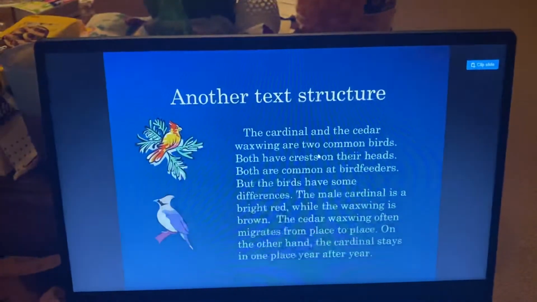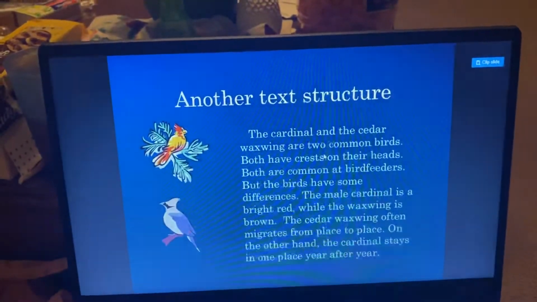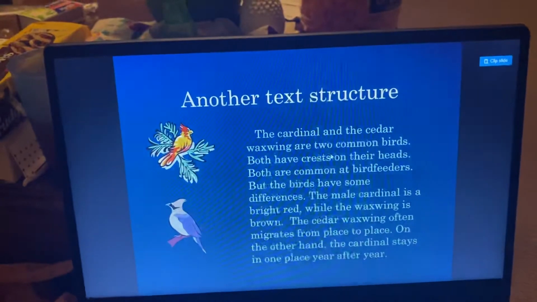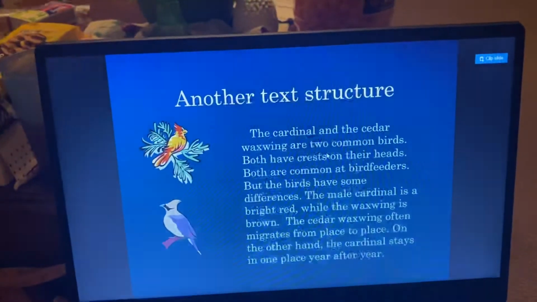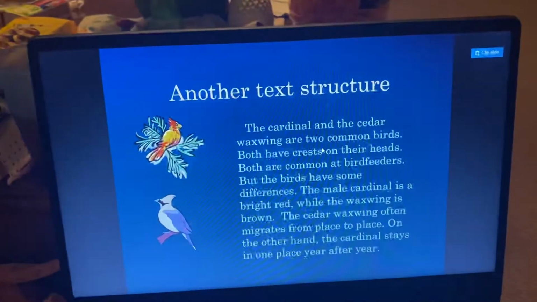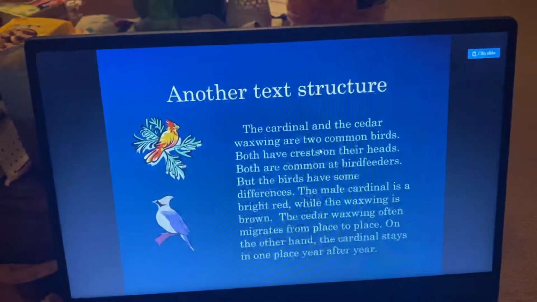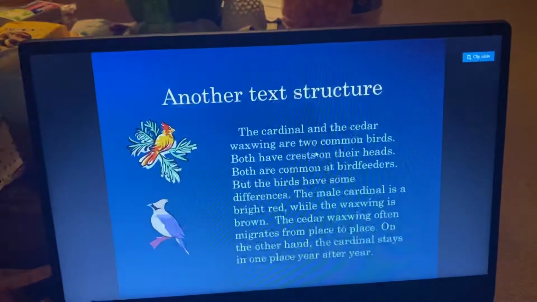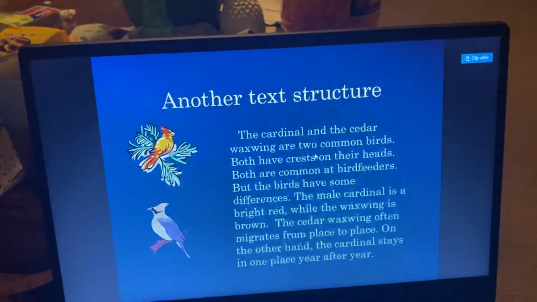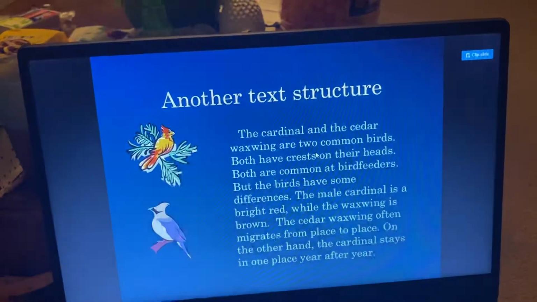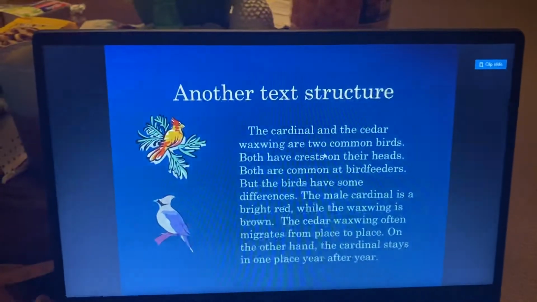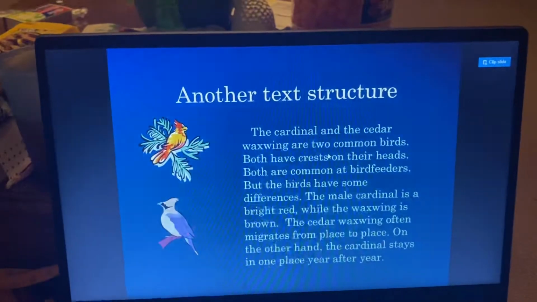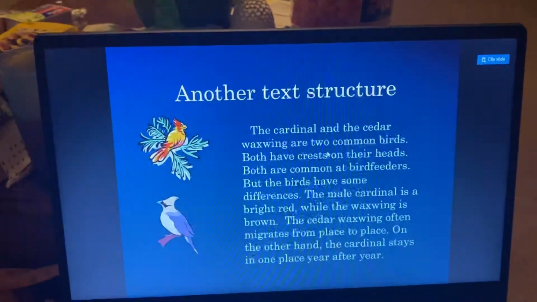The cardinal and the cedar waxwing are two common birds. Both have crests on their heads. Both are common at bird feeders, but the birds have some differences. The male cardinal is a bright red, while the waxwing is brown. The cedar waxwing often migrates from place to place. On the other hand, the cardinal stays in one place year after year.